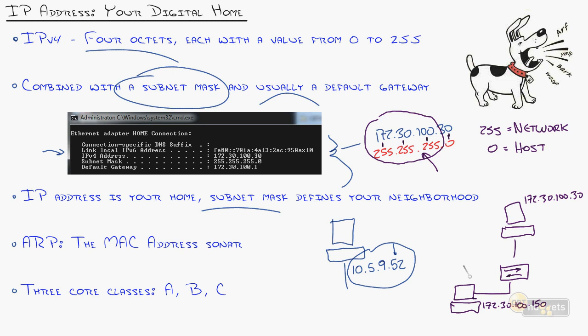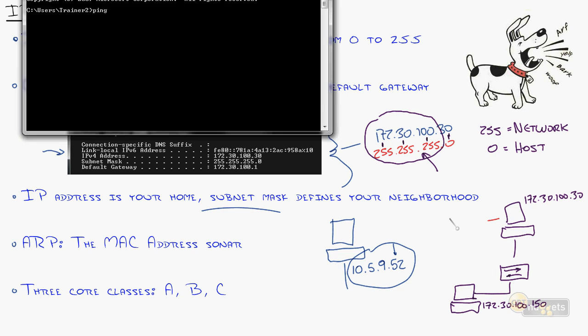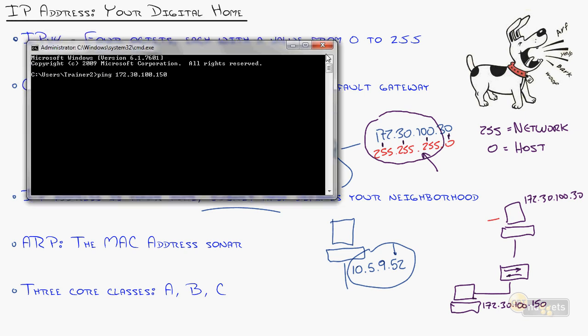So with this host, let's give a practical example. I'm going to open up my command prompt. That's where you would use ping from, and type in ping 172.30.100.150. Now I'm typing it right here, but I'm pretty sure it won't work because I don't think that address exists. I'm just showing you what I would type.